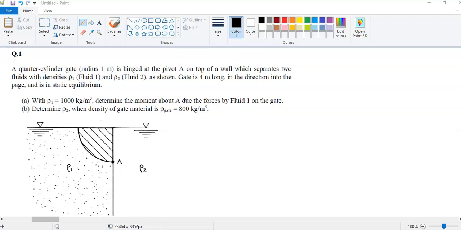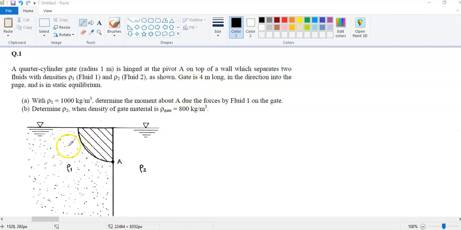Alright, so this is question 1. Let's read this question. This is a quarter cylinder gate. Radius is 1 meter. It is hinged at the pivot point A. So this is the pivot point A, on top of the wall, which is separated by two fluids.